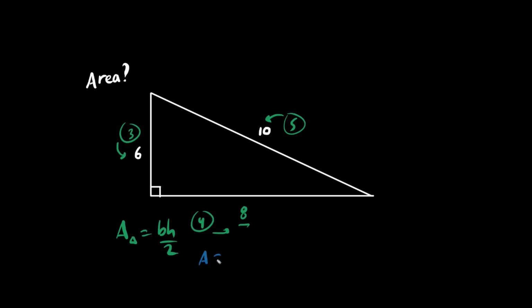So area equals base times height, the perpendicular height is 6, divided by 2. 8 divided by 2 is 4. 4 times 6 is 24 units squared.